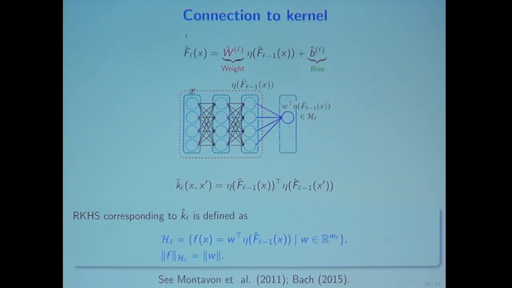So we can define the RKHS corresponding to this kernel function defined in the Lth layer. The RKHS has an explicit formula like this. Each element in the RKHS can be given by just a linear combination of the output of the Lth layer. So the RKHS norm of this element is equivalent to the L2 norm of the weight vector W. In that sense, we can see that the output of the next layer, from the Lth layer to the L plus one layer, is an element of the RKHS.